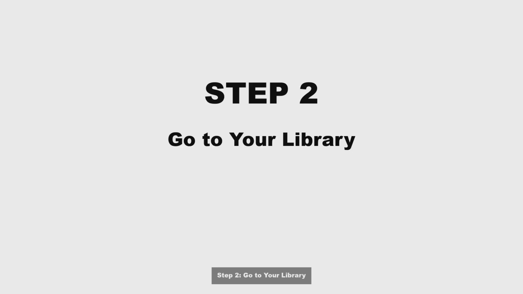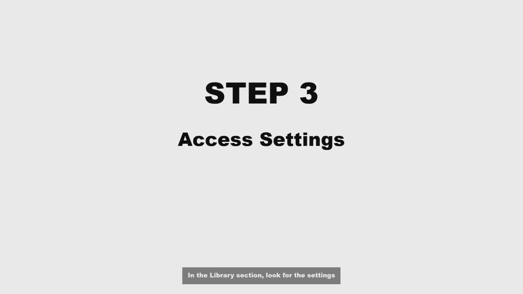Step 2. Go to your library. Navigate to the Library tab located at the bottom of the app or on the left sidebar of the website. This is where you can manage your music and settings. Step 3. Access settings. In the Library section, look for the settings icon, usually represented by a gear symbol. Click on it to open the settings menu.